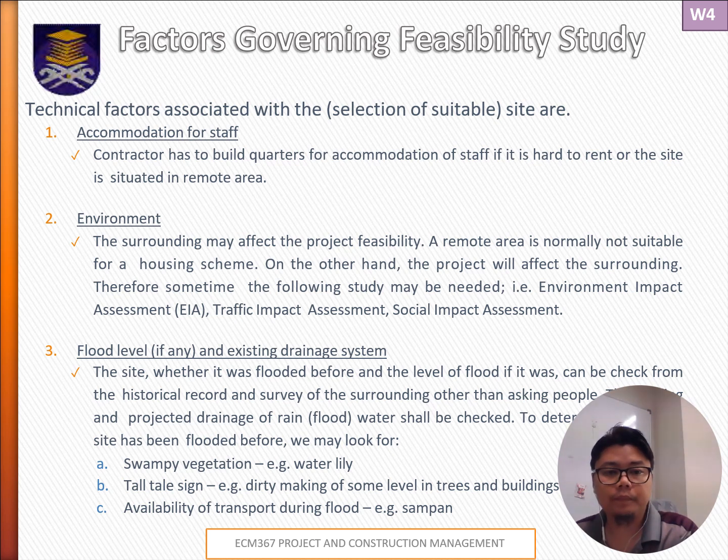Okay, so this is the last part for this subtopic, factors governing feasibility study. Here we look at technical considerations that need to be considered when choosing the right location for a project. Okay, so some might look similar to the previous reason why a site visit is important, but this time it is in a different context for the feasibility study. I summarized them later on. Please go through the details from the available slides.